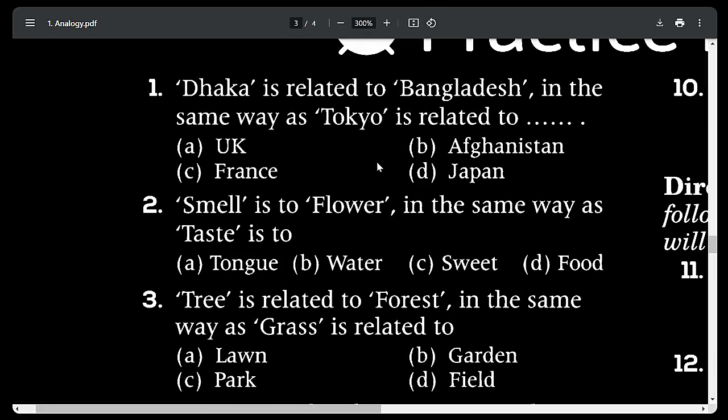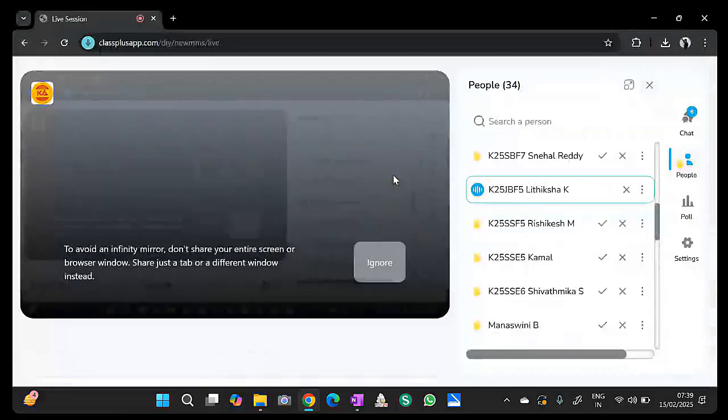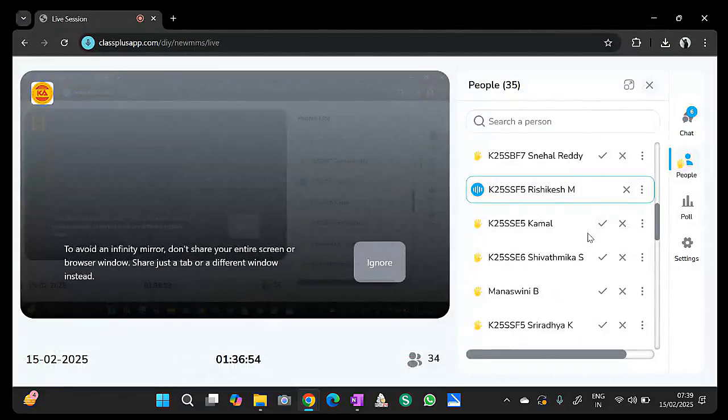Option D, field. No. Field is actually used in the sense of sports and games. Why? Because yes, there may be grass, but the idea is to play a game or sport. They'll be using all the marks and so on. Now, let me check. Rishikesh can give the answer.